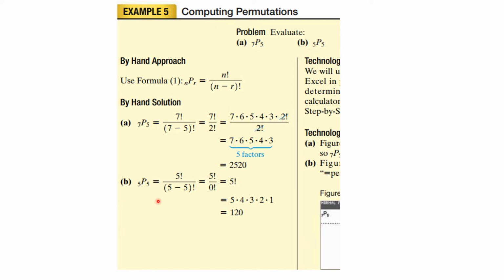Similarly, 5P5 is going to be 5 factorial over 5 minus 5 whole factorial. Now remember that 0 factorial was defined to be 1. And so this is just 5 factorial. We multiply those together and we get 120. We'll also talk about ways to use technology to do these calculations in the VCM.